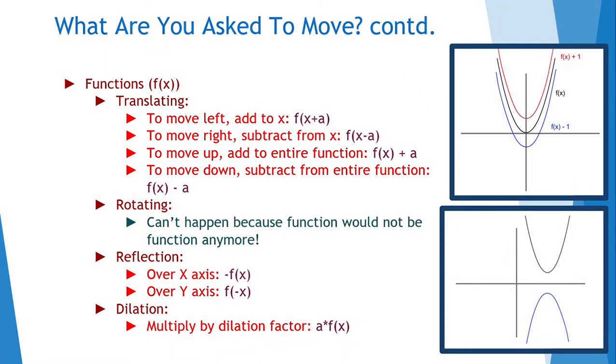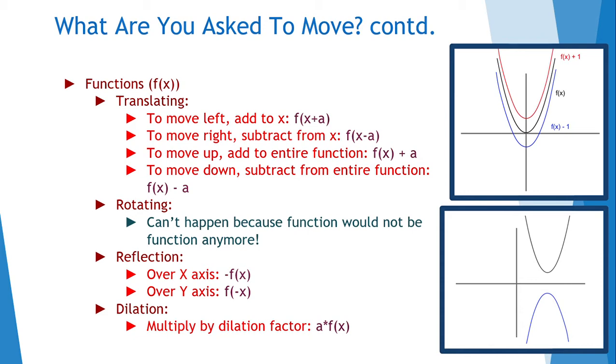The next thing that you can move are functions, and they have a whole set of new rules. When you translate left, add the translation factor to x and use it within the function. When you translate right, you're going to subtract the translation factor from x and use it within the function. Moving up and down are pretty intuitive because you're just going to add the translation factor to the entire function or subtract the translation factor from the entire function. But moving right and left can be a little bit counterintuitive, especially compared to translating right and left from before, because to move left you're actually adding and to move right you're actually subtracting.